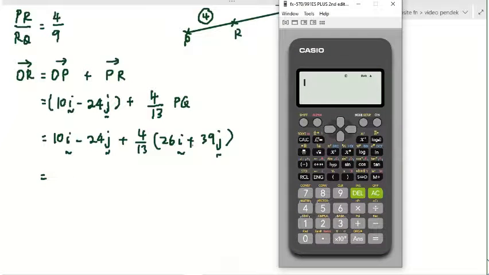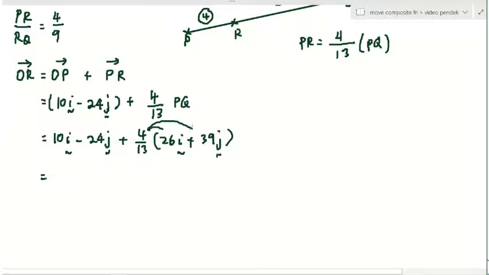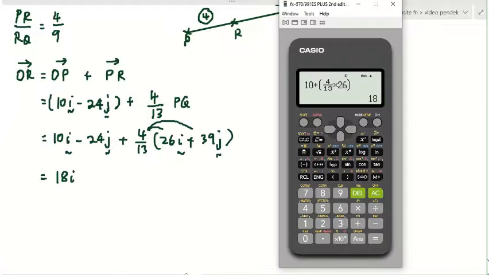For part I, it is 10I plus the multiplication of 4/13 multiply 26I. This is an expansion. It is equal to 18I.